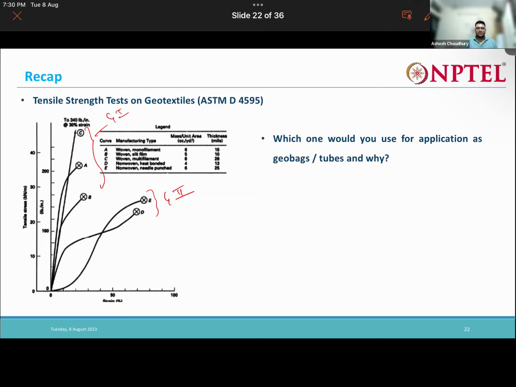Which group would you prefer for the application as geobags or tubes for shoreline protection, and why? These were already discussed in the lecture, right? You should be able to answer that. Either it is group 1 or group 2. Please answer. There is no issue. Even if it's wrong, what is the issue with that? And try to give the reason. Why are you giving that answer?